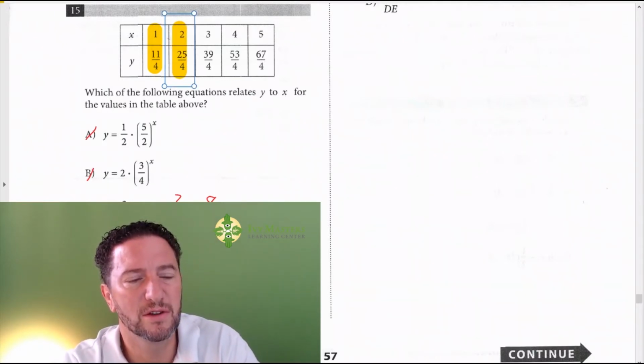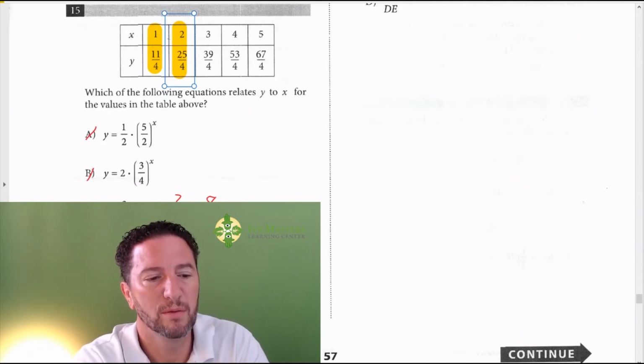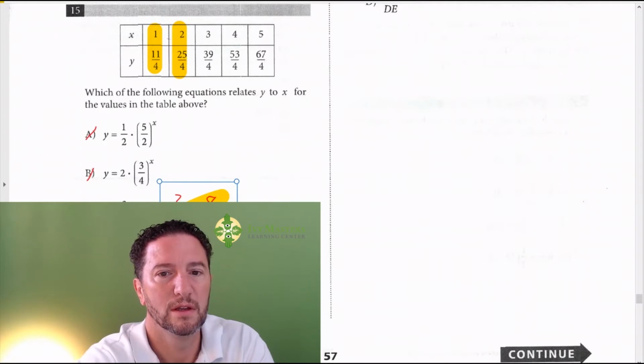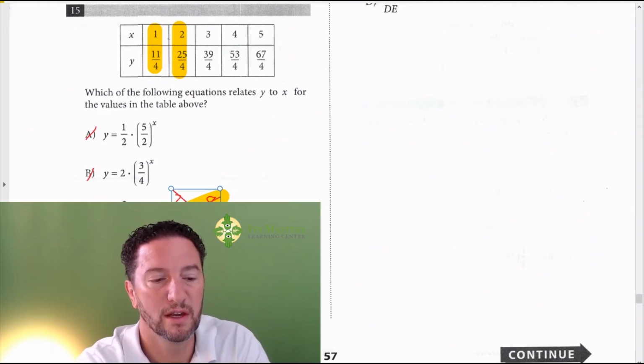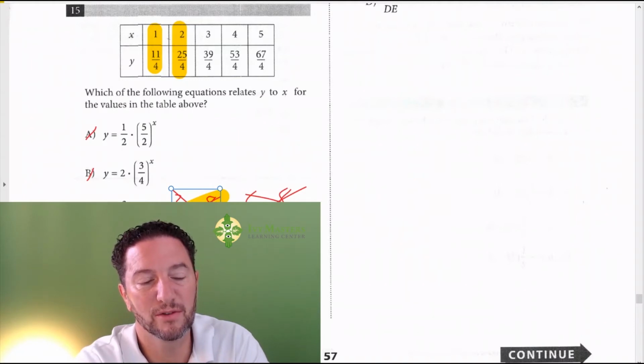Where your x is 2, your y has to be 25 over 4. So if we plug that into this first answer choice C, then what we're going to get is 3 over 4 times 2, which is going to be 6 over 4, plus, remember 2 is 8 over 4. And there we get 14 over 4, not 25 over 4. So we know it's not that. So we know it's going to be answer choice D, but for good measure, we'll plug it in.